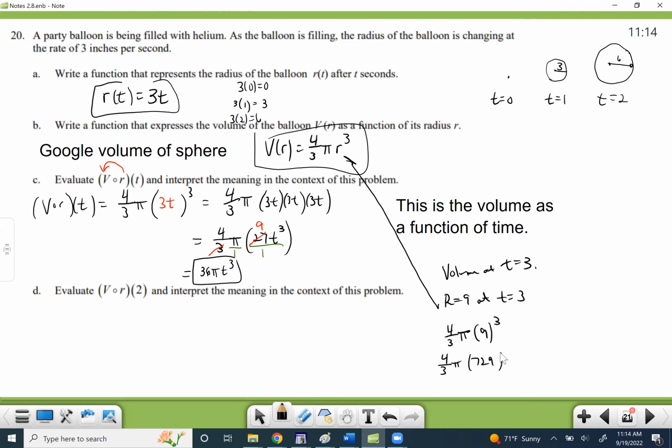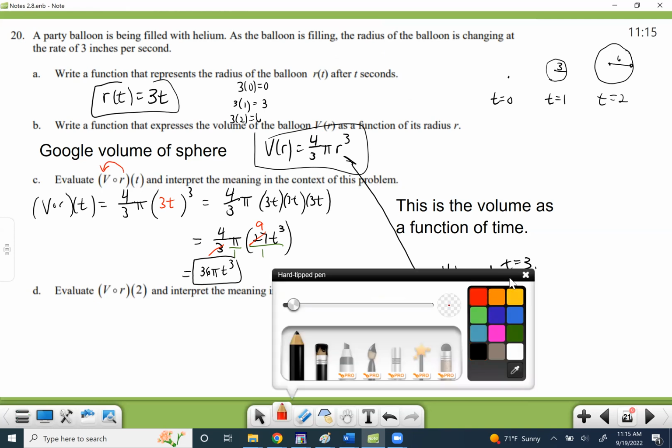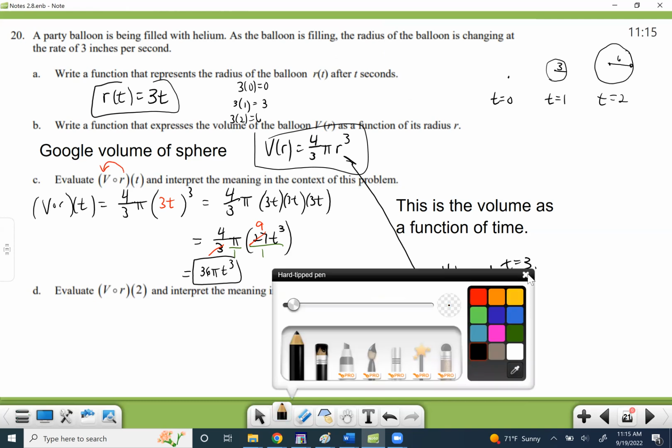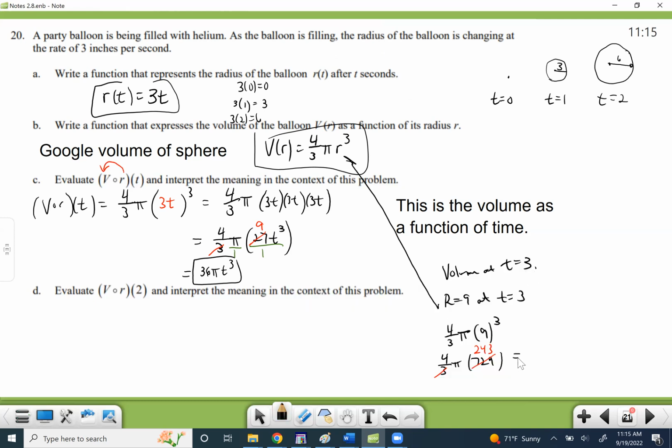Let me see what 4 times 729 is. Okay, 3 goes into that, so I'm actually going to cross cancel, you guys. 3 goes into 729. 729 divided by 3 is 243. And now I'll do the 4 times the 243. So if I do 4 times 243, I'm getting 972 pi, okay? That took a lot of work.